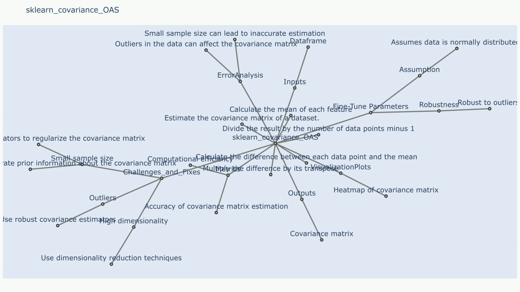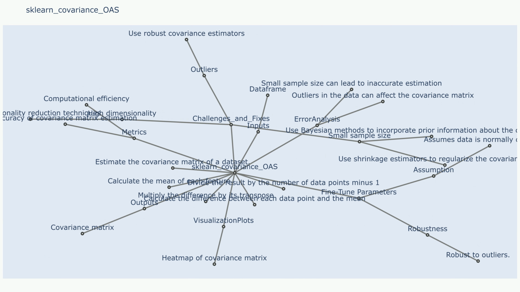These include: assume_centered, a boolean indicating whether the data is centered (mean subtracted). If true, the computation assumes the data has zero mean. Shrinkage, the shrinkage parameter that controls the degree of shrinkage towards the robust estimate. Support fraction, a float between 0 and 1, determining the fraction of data points considered for robust estimation. Contamination, the proportion of outliers expected in the data.